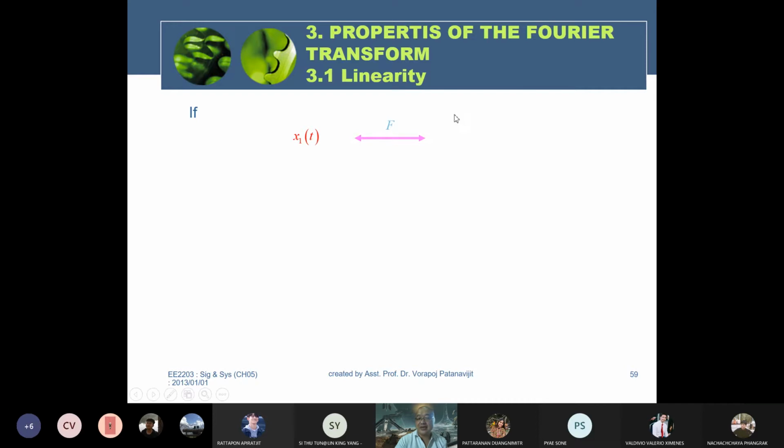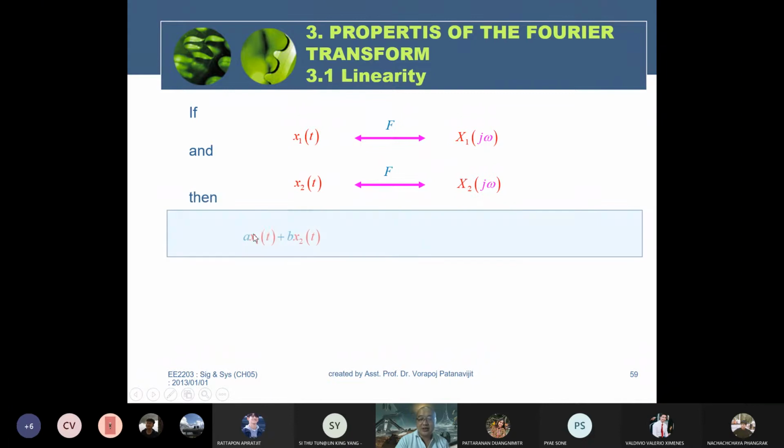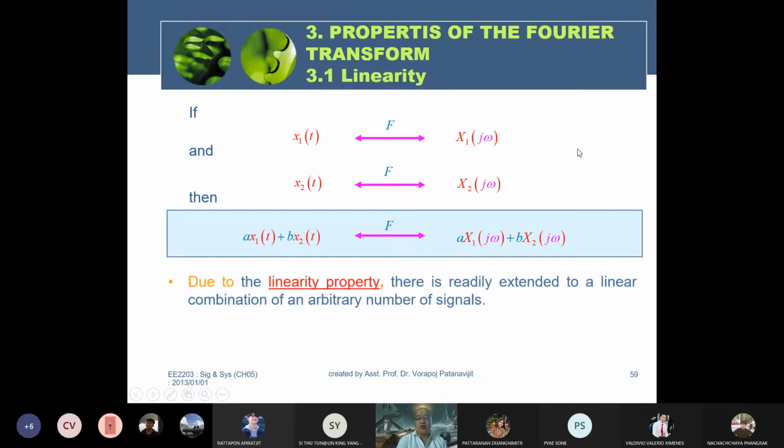The first one is linearity. If the Fourier transform of the signal x1(t) is X1(jω) and the Fourier transform of x2(t) is X2(jω), then the Fourier transform of the sum of x1(t) and x2(t) equals X1(jω) plus X2(jω), and can be multiplied by constants a and b. Due to the linearity property, this readily extends to a linear combination of an arbitrary number of signals.